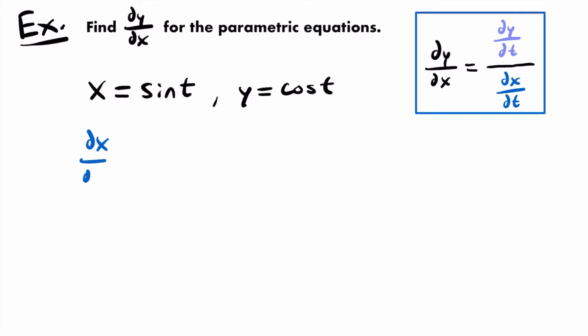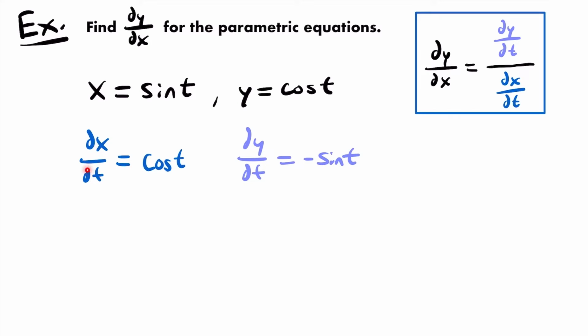So dx dt is equal to the derivative of sine t. And the derivative of sine is cosine, so dx dt will be cosine t. And then dy dt, the derivative of y with respect to t, will be the derivative of cosine t. Now the derivative of cosine is negative sine, so dy dt will be negative sine t.